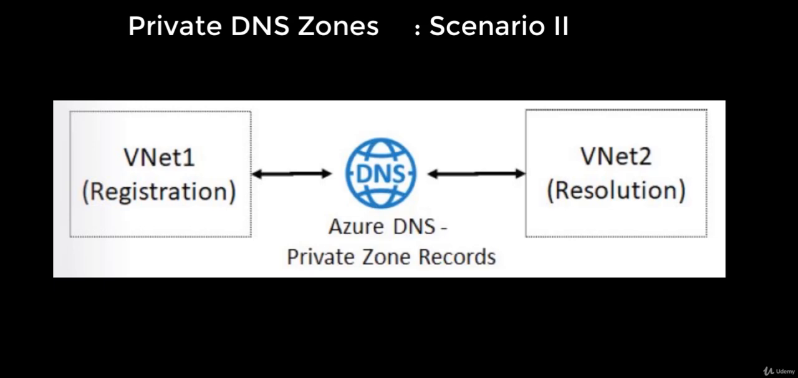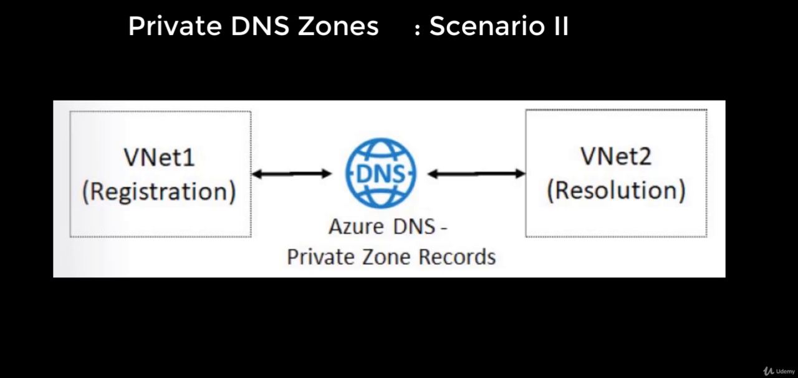The intent is for both virtual networks to share a common zone. The resolution and registration virtual networks are linked to the zone. DNS records for the registration VNet VMs are automatically created, and you can manually add DNS records for virtual machines in the resolution virtual network. With this setup, you will observe that the behavior for forward and reverse DNS queries will change.